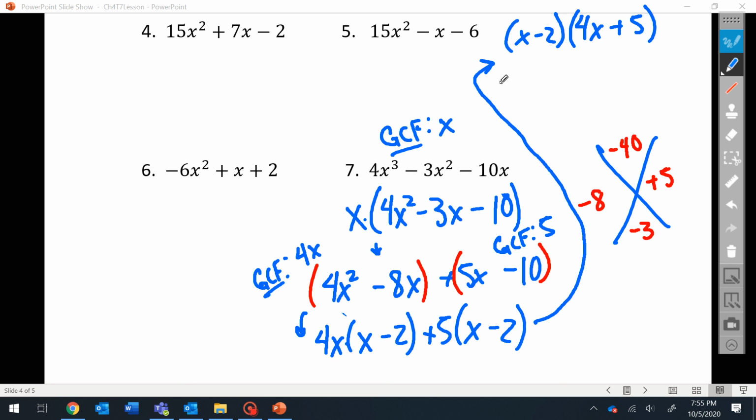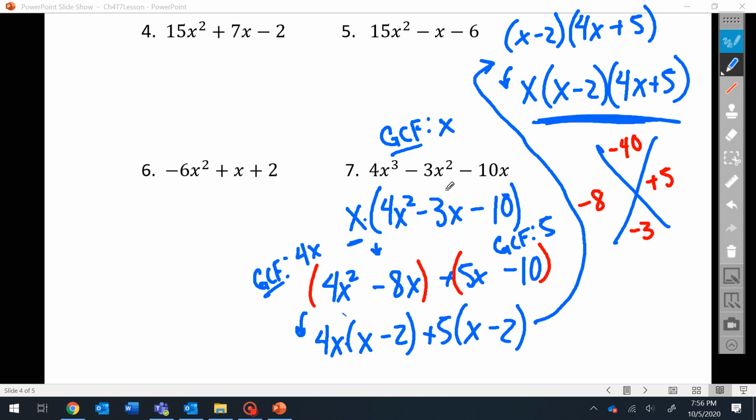All right, I'm not quite done yet because I do need the x that I started with. So x is the first factor, x minus 2 is the second factor, 4x plus 5 is the third factor. All right, so the three factors of number 7: x, x minus 2, and 4x plus 5. Those are the three factors. That's the factored form.